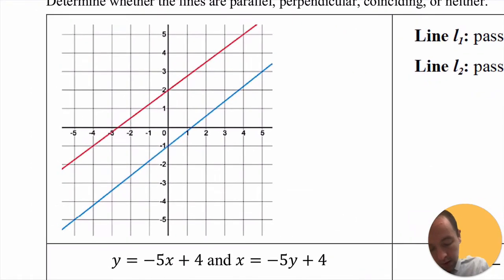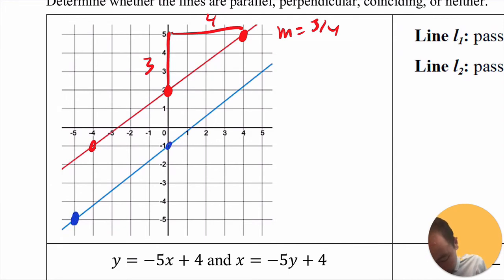So right here, it appears that the lines are running in the same direction. So it seems like they might be parallel. So you want to check to be sure with the slopes. And so if you find the slope of the red line right here, it appears that it rises 3 and runs 4. So you have a slope there of 3/4. And then if you check the blue line, you've got a point there, as well as there, as well as there. So it looks like you've got a rise of 4 and a run of 5. So the slope would be 4/5.